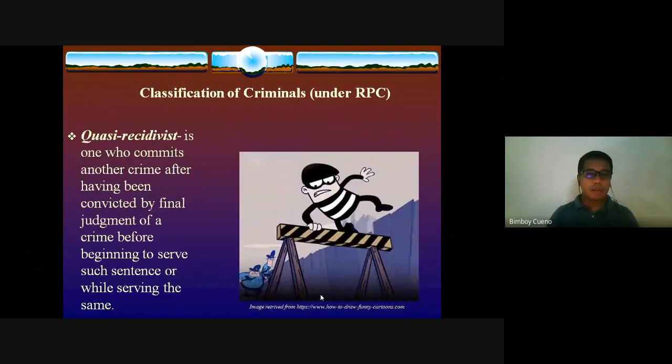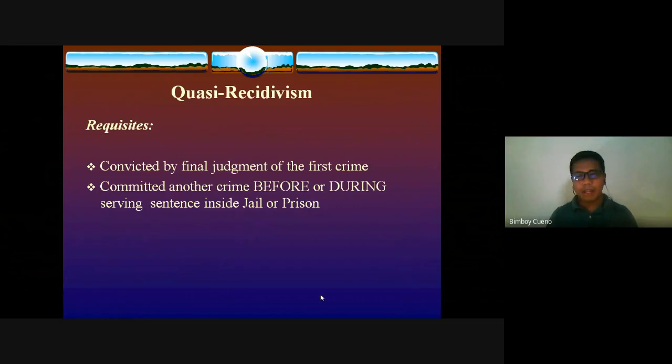The second classification of criminals is quasi-recidivist or quasi-recidivism. A quasi-recidivist is one who commits another crime after having been convicted by final judgment of a crime, before beginning to serve such sentence or while serving the same. Again, based on the definition, we can extract requirements. Requirement number 1 is conviction by final judgment of the first crime. The only difference between quasi-recidivism and recidivism is in requirement number 2.